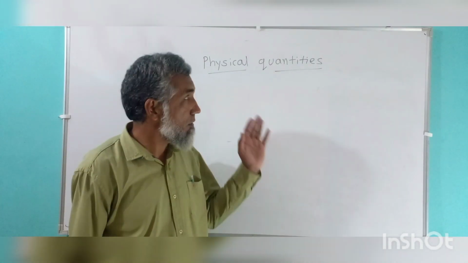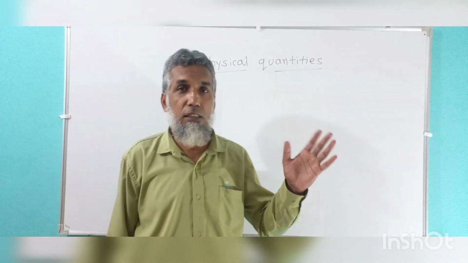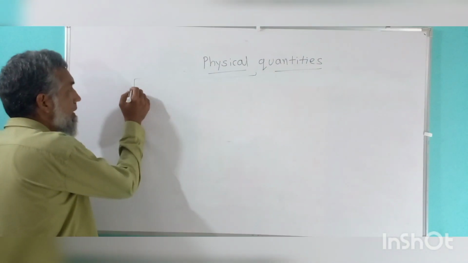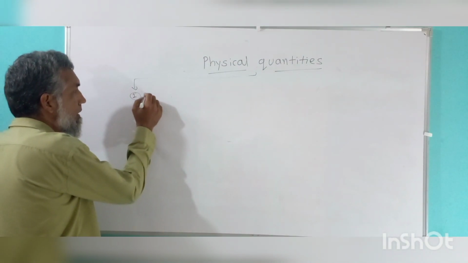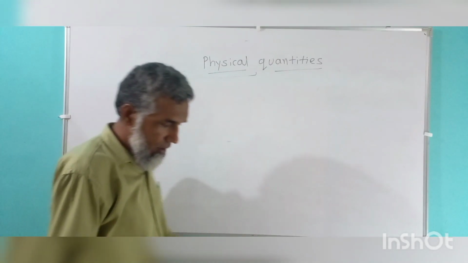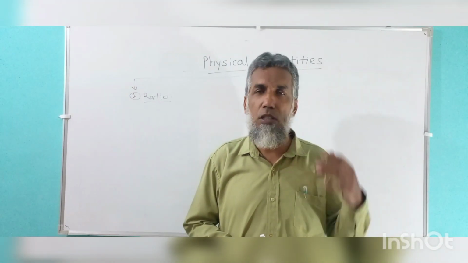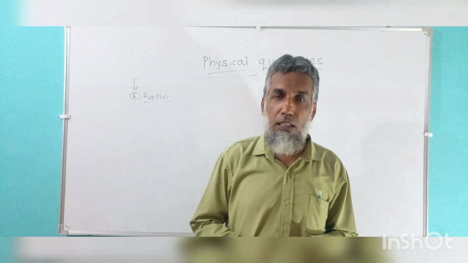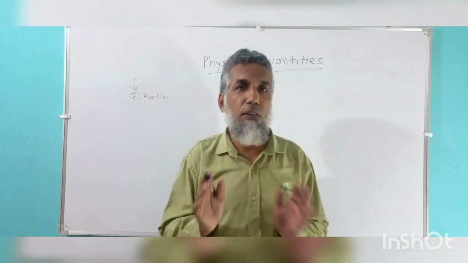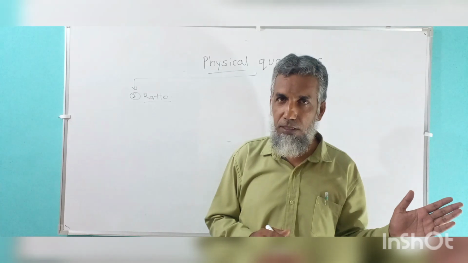Okay, today we are going to divide physical quantities into four types. Ratio. Ratio of two similar quantities. If we get the ratio of two similar quantities, then we will get those quantities. They will not have any magnitude and they will not have any direction.